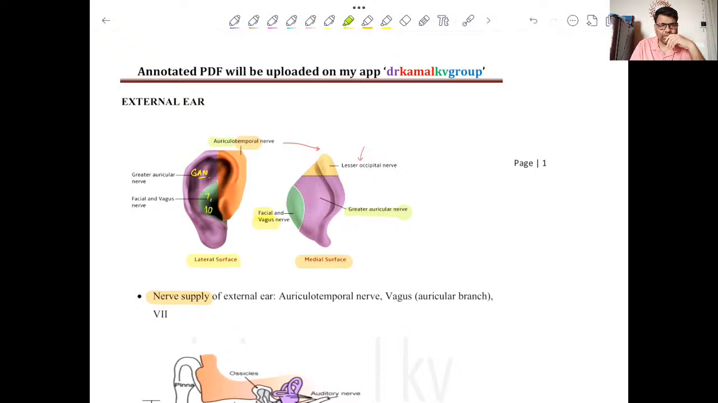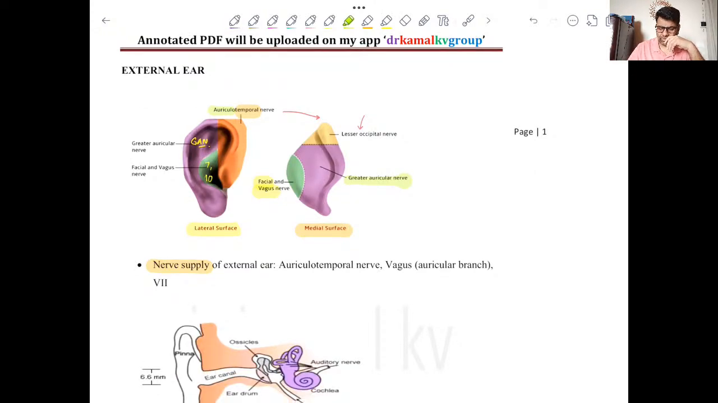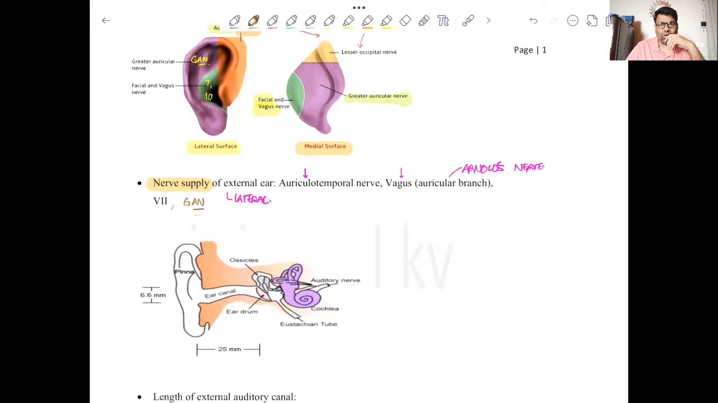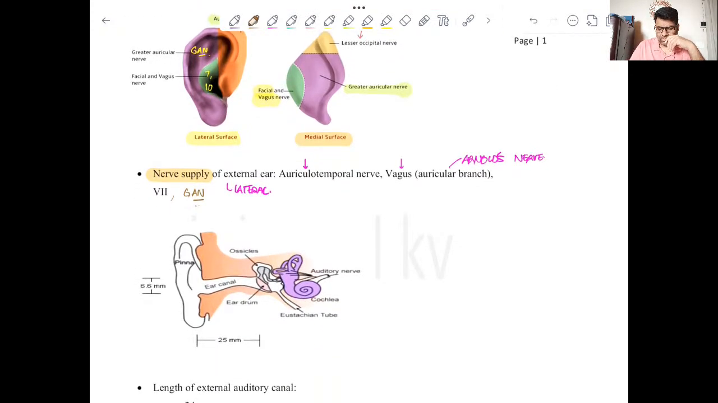So these are the different nerves which supply the external ear, and this is an important segment from where questions are usually asked. So in the lateral aspect, especially anteriorly, there is auriculotemporal, then vagus through its auricular branch, which is also known as Arnold's nerve, and then facial and great auricular nerve, right? So these are the nerves which are supplying the auricle or the pinna, you can say.